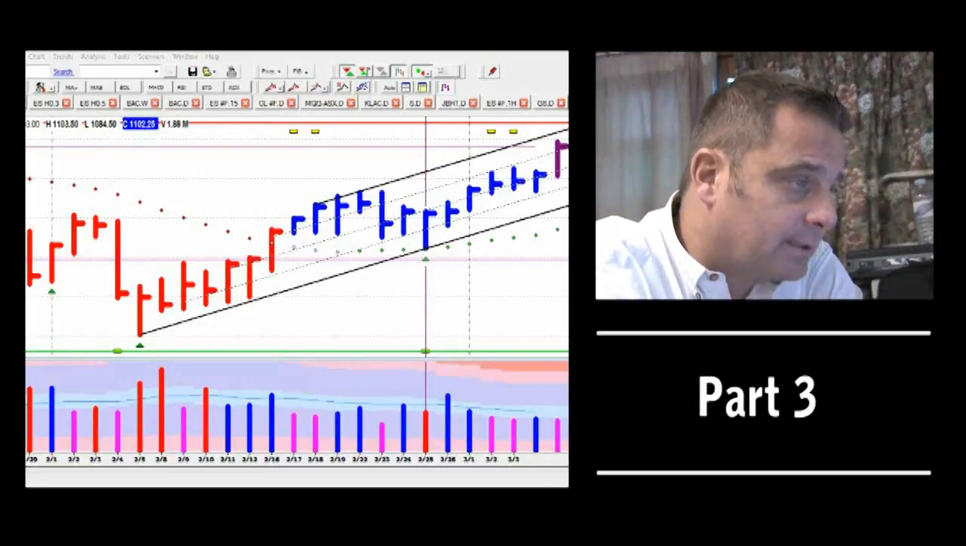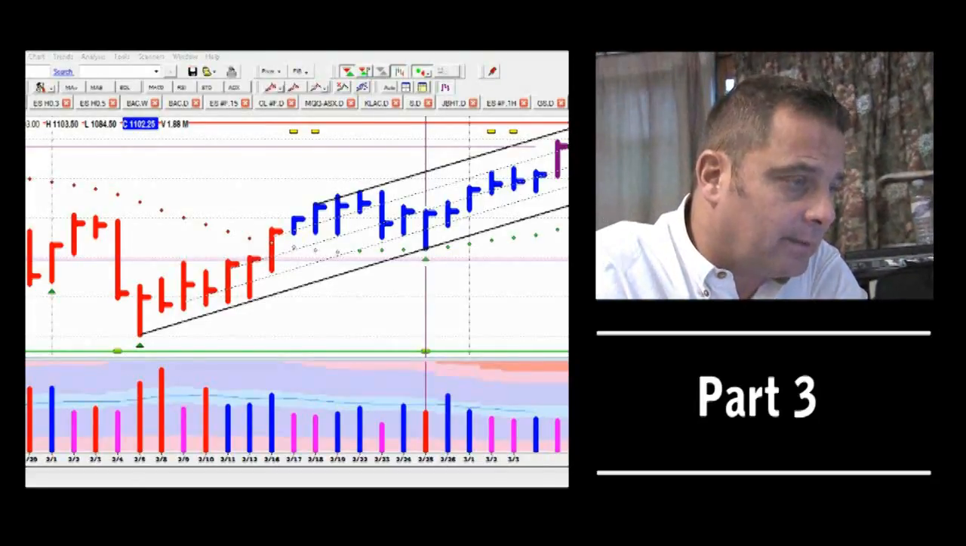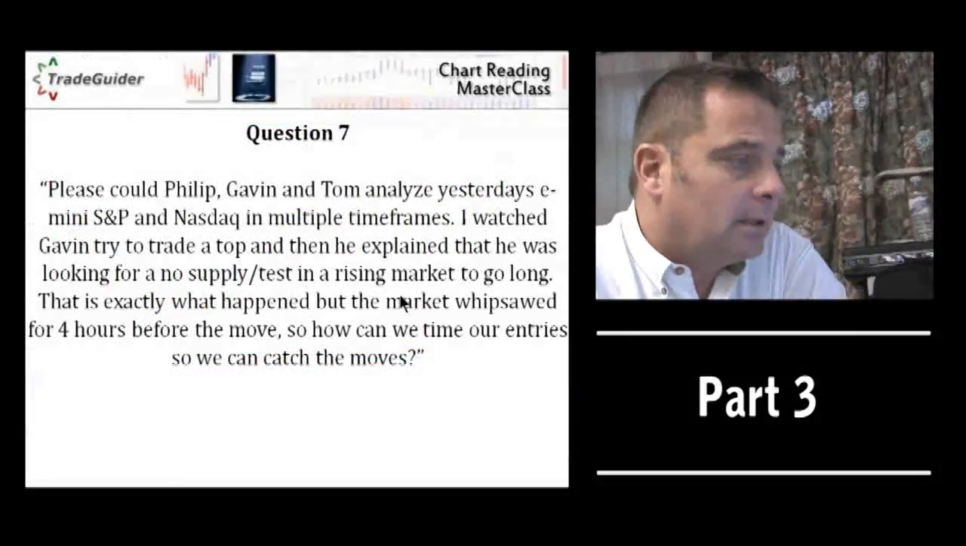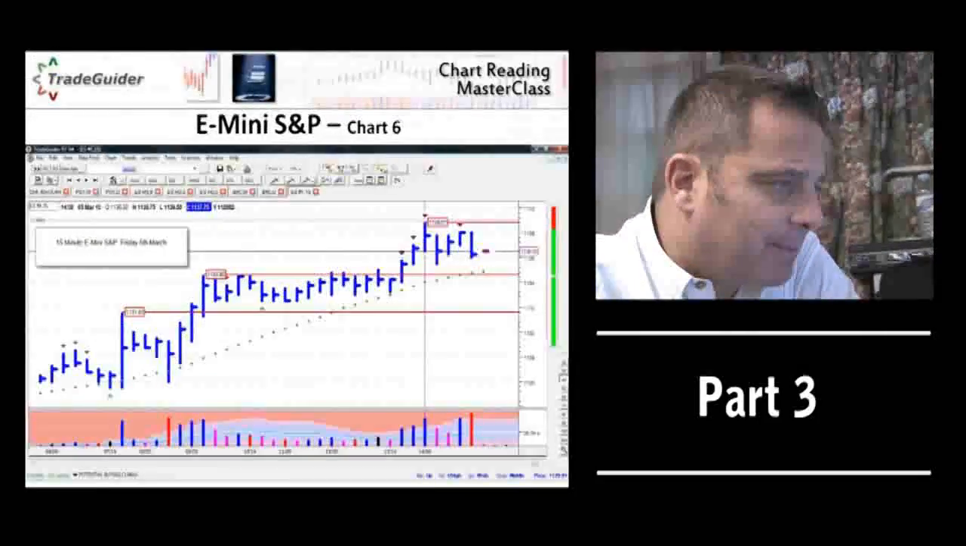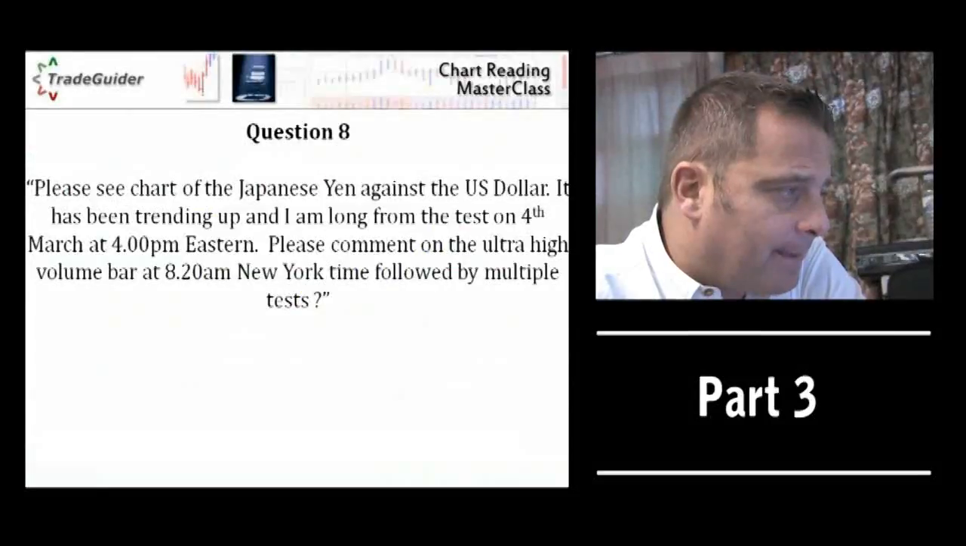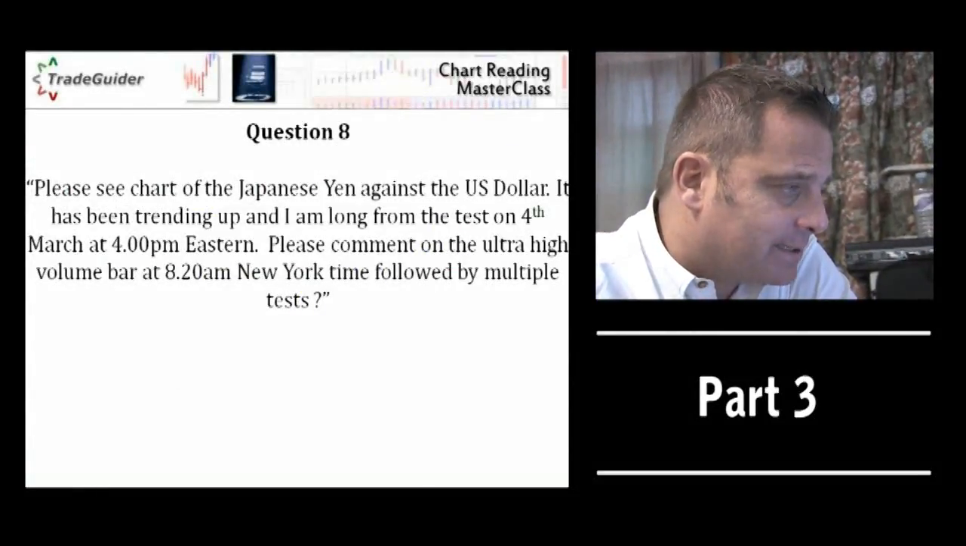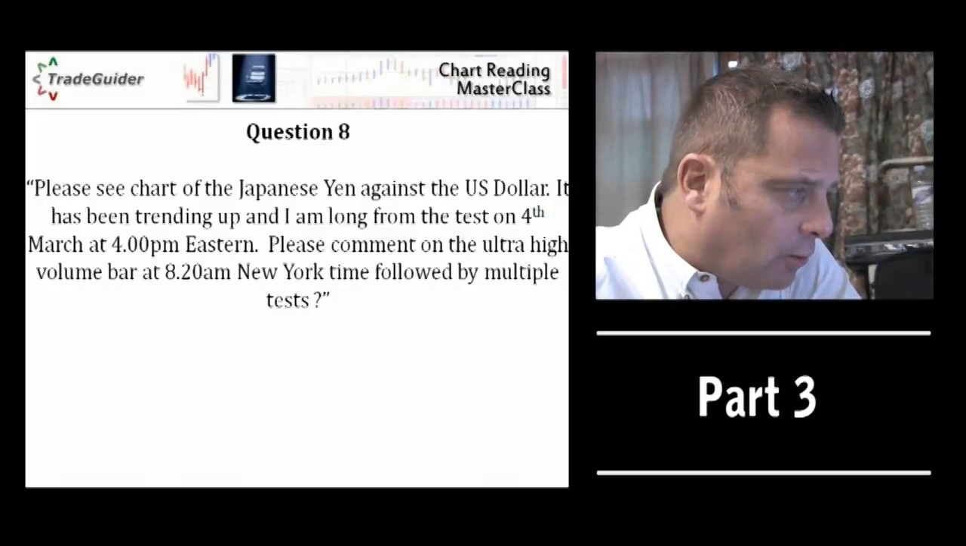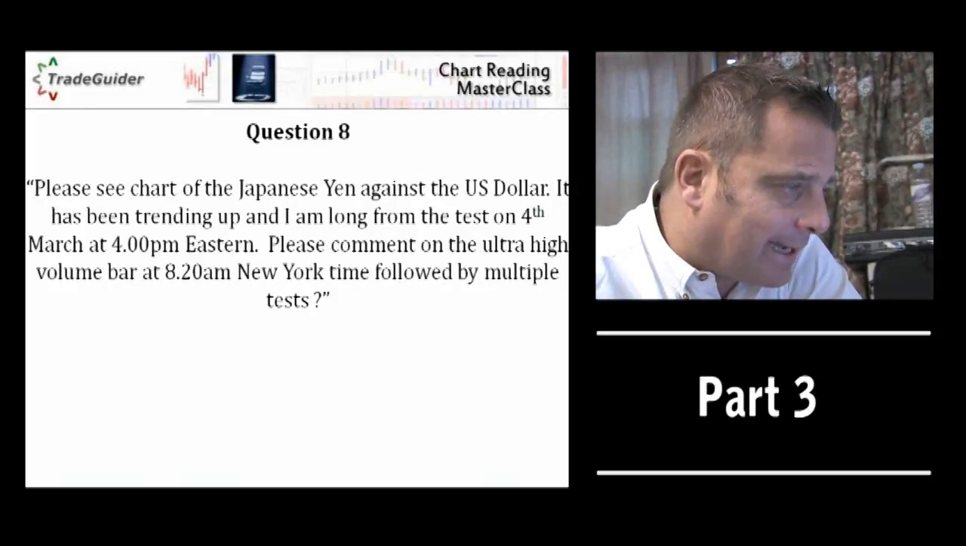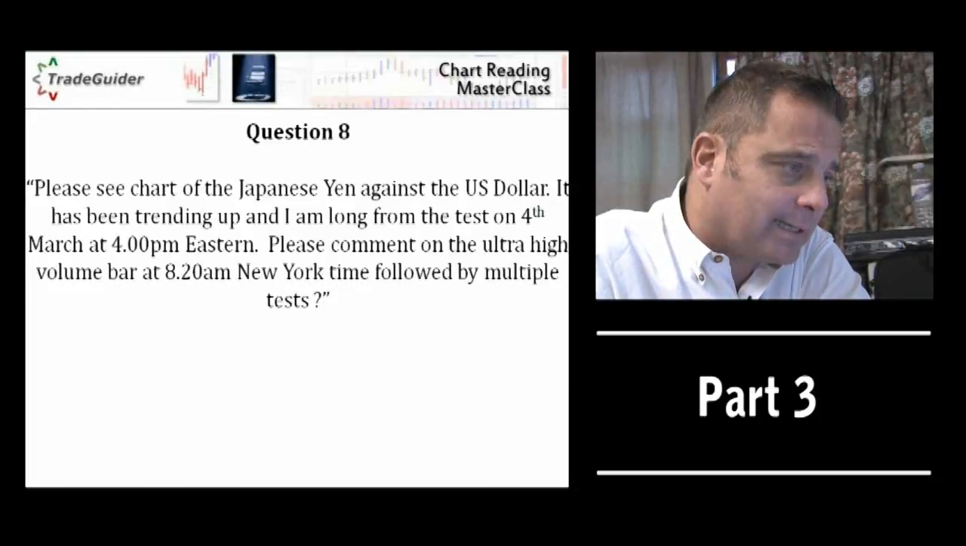Okay, let's go to the next question. Please have a look at the chart of the Japanese yen against the US dollar. It's been trading up and I am long from the test on the 4th of March at 4 p.m. Eastern. Please comment on the ultra high volume bar at 8:20 a.m. New York time, followed by multiple tests.